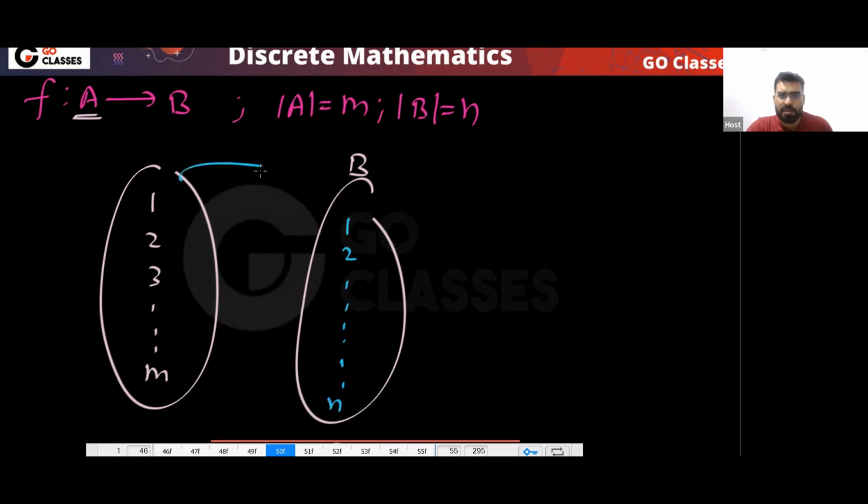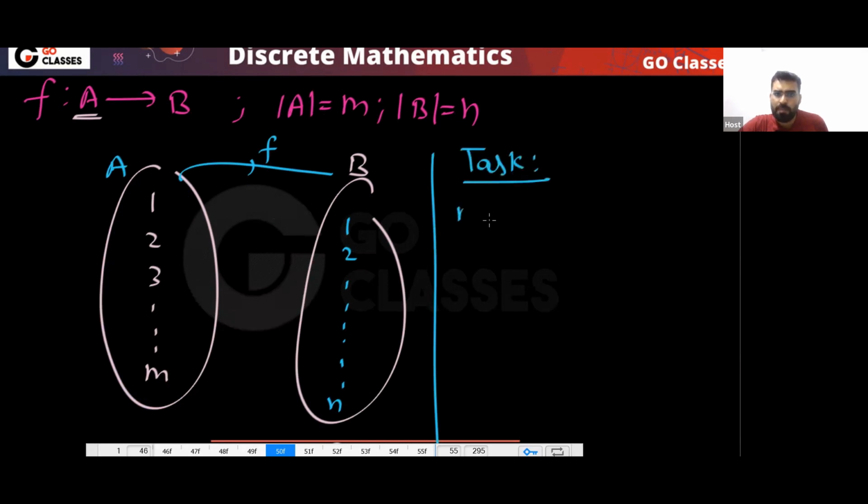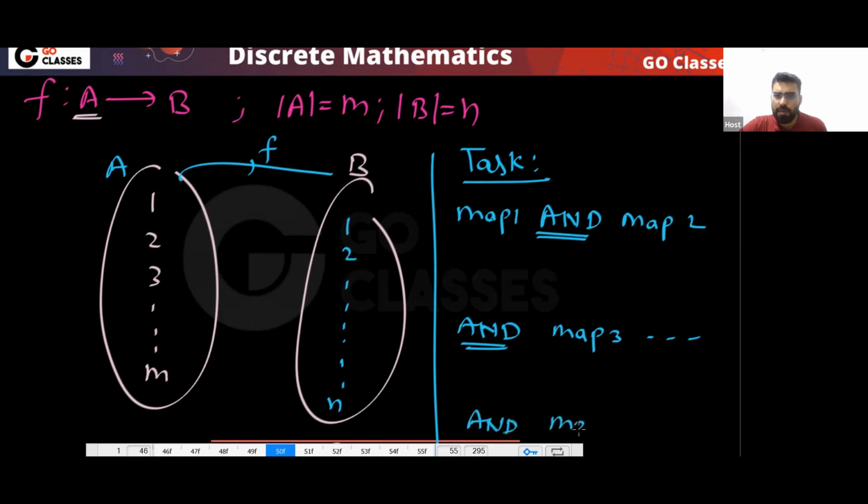Now, you want to create a function from A to B. In a function, should I map all of them? Yes, I should map all of them. So your task is to map 1, map 2, map 3, and so on, up to map m. So this is what you need to do.